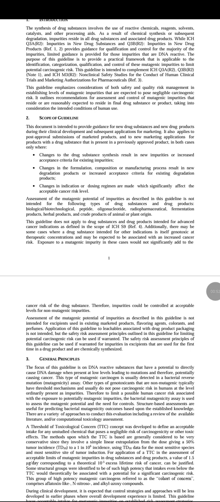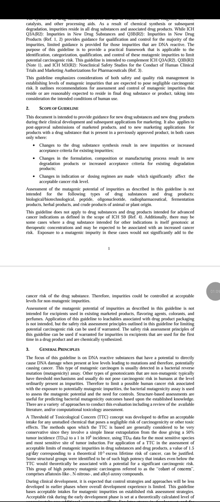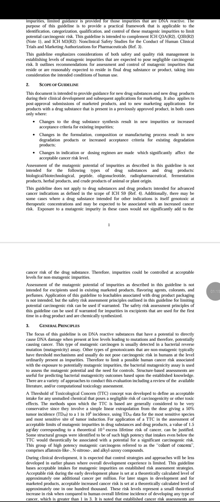The purpose of this guideline is to provide a practical framework that is applicable to the identification, categorization, qualification, and control of these mutagenic impurities to limit potential carcinogenic risk. This guideline is intended to complement ICH Q3A R2, Q3B R2, and then ICH M3 R2 on non-clinical safety studies for the conduct of human clinical trials and marketing authorization for pharmaceuticals.